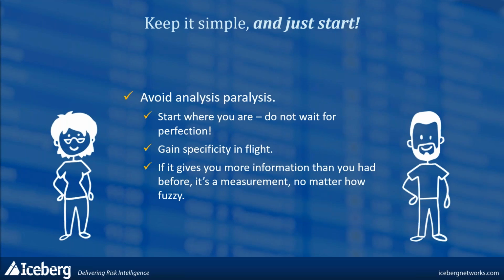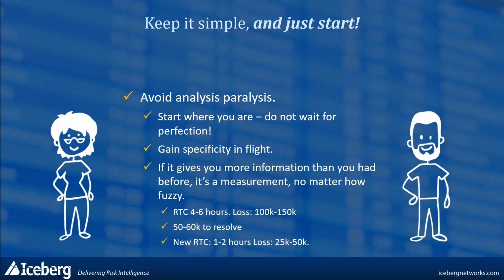Let's say in our previous executive conversation, we knew less than we did. Instead of knowing that it was a 4-hour outage, we thought it was between 4 and 6 hours. So the recovery time capability was between 4 to 6 hours with a potential loss of $100,000 to $150,000, and the cost of remediation was between $50,000 and $60,000. And that would reduce the outage to 1 to 2 hours with $25,000 to $50,000 loss. Do you think that that level of fuzziness would have changed the end decision?